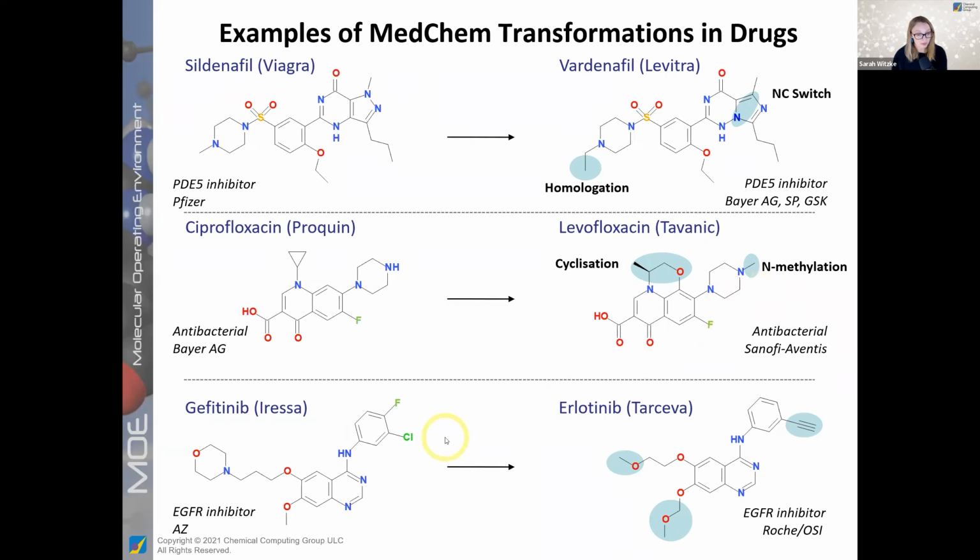And finally, down at the bottom of the slide, we have two EGFR inhibitors. We have gefitinib or Iressa from AstraZeneca, and then we have erlotinib or Tarceva from Roche. They have the exact same core. It's an anilinoquinazoline core. The only changes are a couple of updates out in the R groups. So there are a couple of similar groups added to the tails. And also the substitution on the phenyl ring is changed from 2 halogens to an acetylene group in erlotinib.